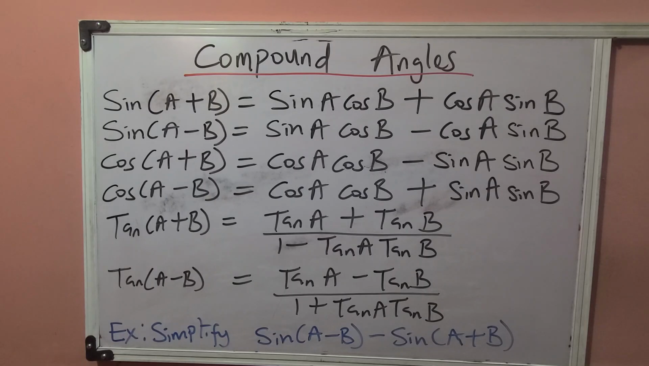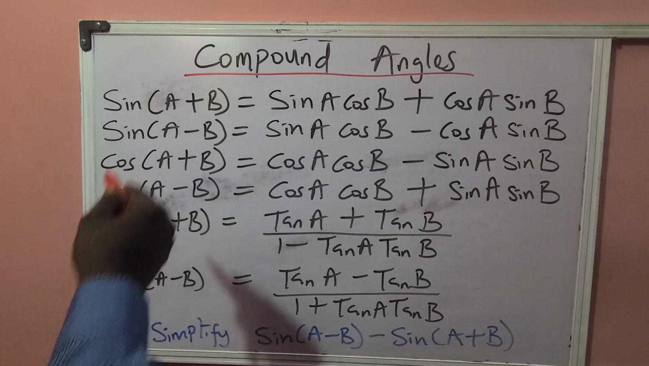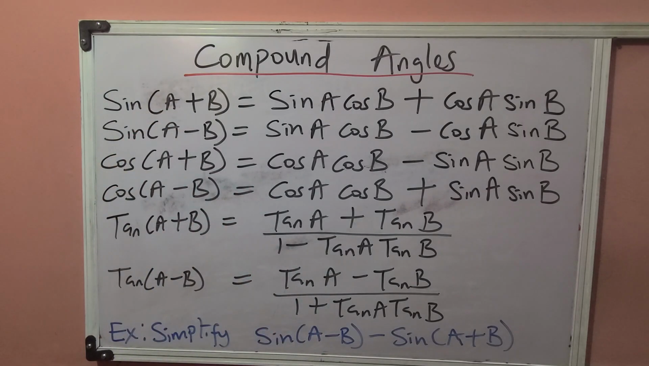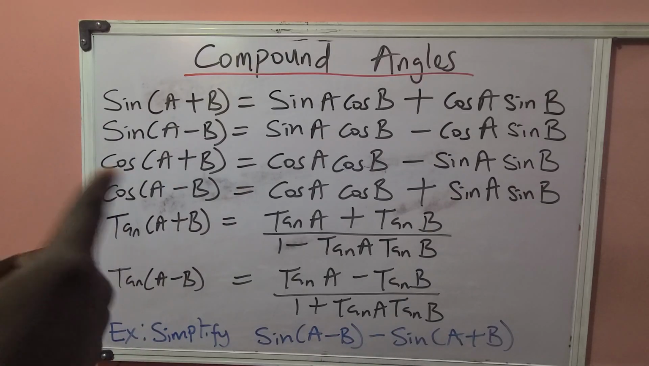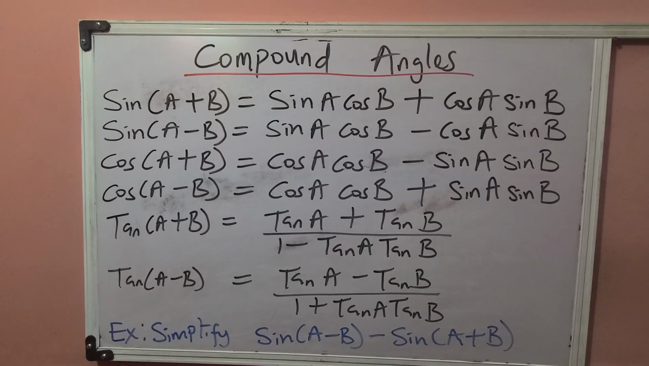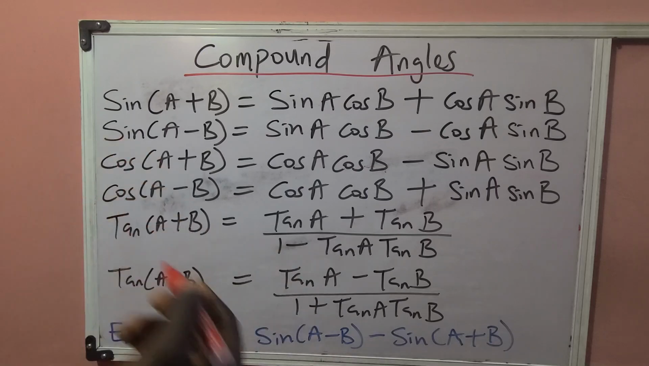But in this particular video, we want to introduce a new batch of identities, which we categorize under what we call compound angles. One of the ways you recognize compound angles is that you'll have the sine or the cos or the tan of two different angles, either being added together or being subtracted. These are examples of compound angles.